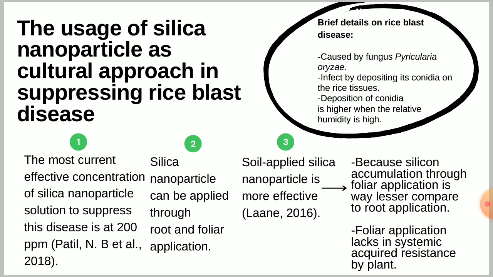Next, silica nanoparticle can be applied through root and also foliar application. However, soil applied silica nanoparticle is proven to be more effective. This is because silicon accumulation through foliar application is way lesser compared to root application. Foliar application also lacks systemic acquired resistance by the plant, such as through the biochemical mechanisms aforementioned in the previous slide.